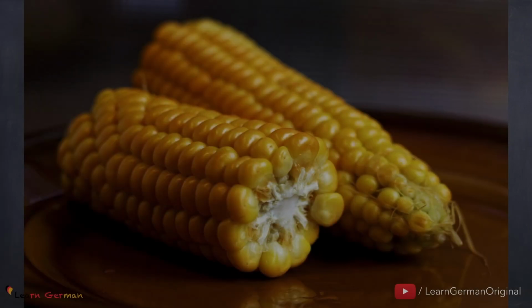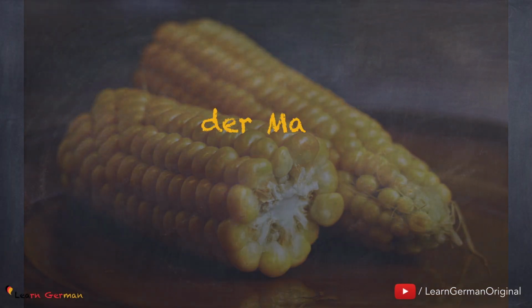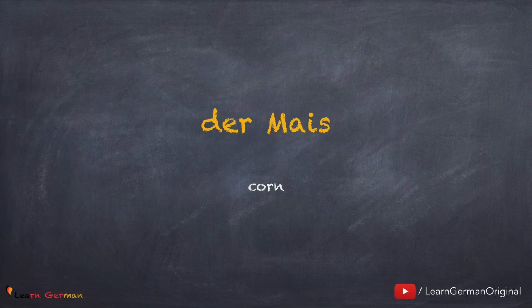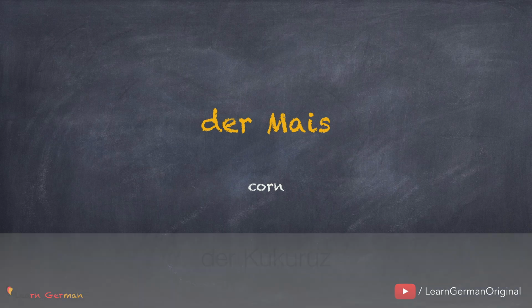The next one has no plural form. Der Mais. Noch einmal. Der Mais. In some regions in Austria, you might also hear der Kukuruz.